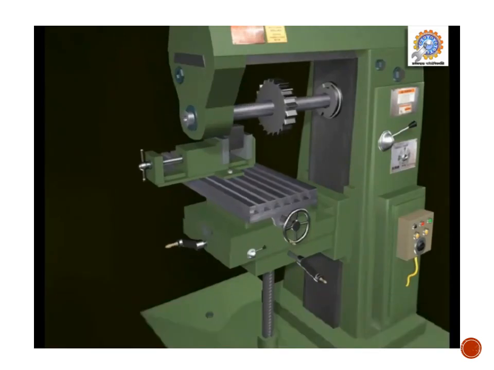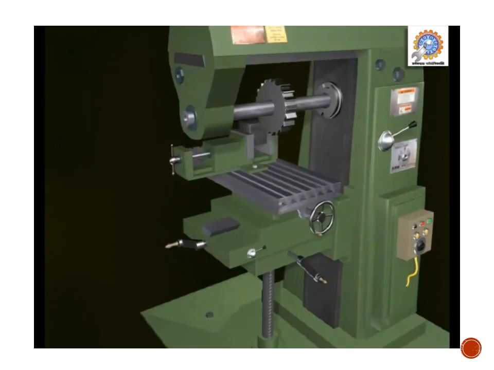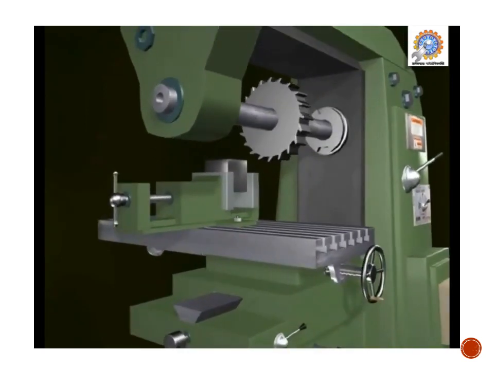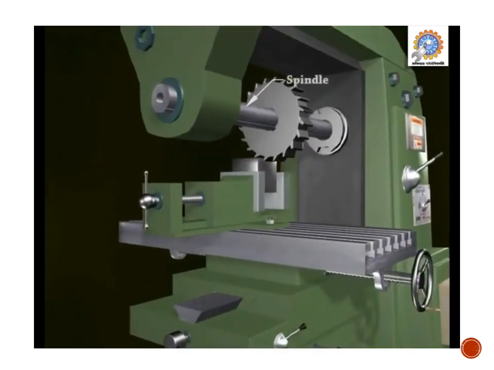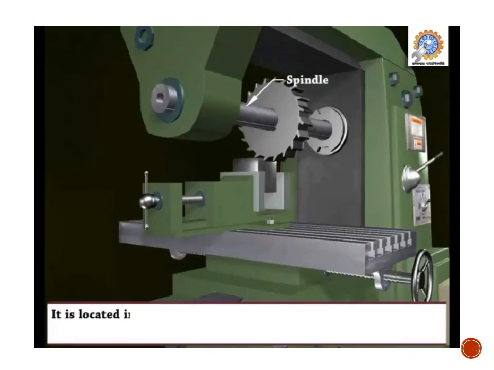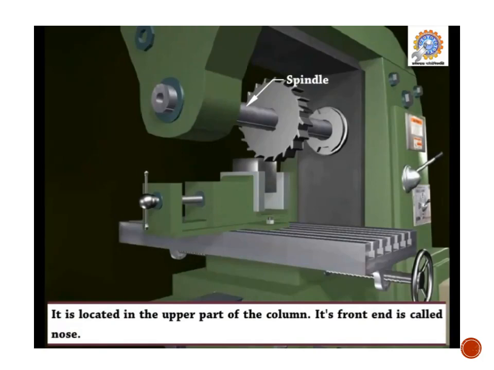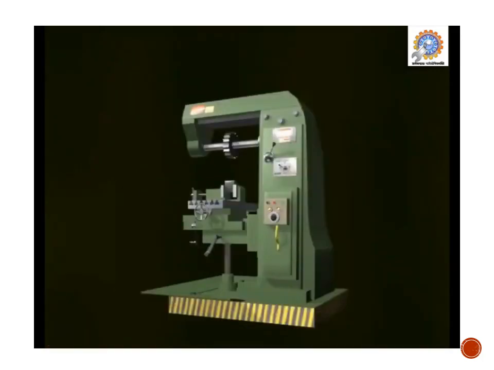Now by operating the saddle handle as well as the cross slide, we can get the required depth of cut. It is located in the upper part of the column. Its front end is called a nose.